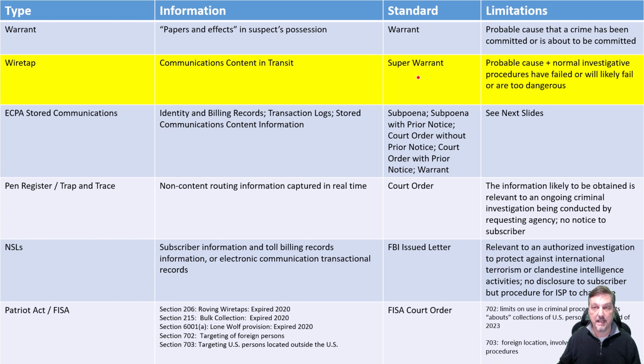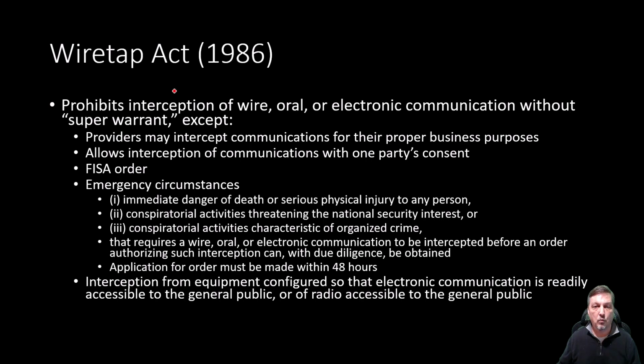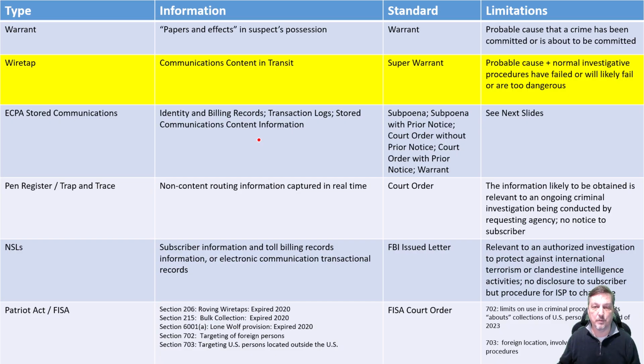So the standard for a wiretap is the requirement of a super warrant. And the super warrant means, right, probable cause plus normal investigative procedures have failed or are likely to fail or are too dangerous. So it's more than probable cause. It's a significantly higher showing than probable cause.